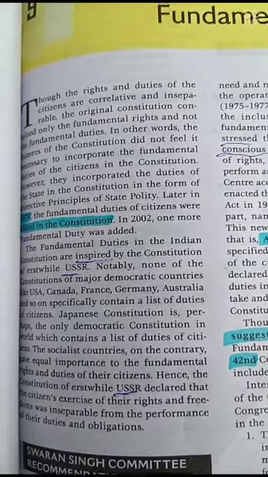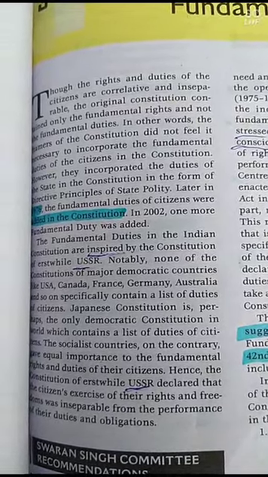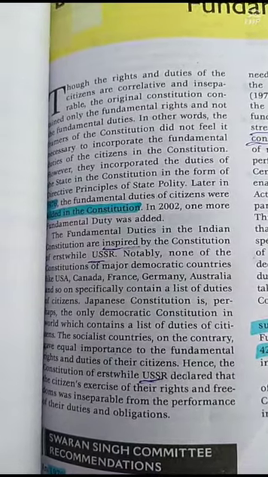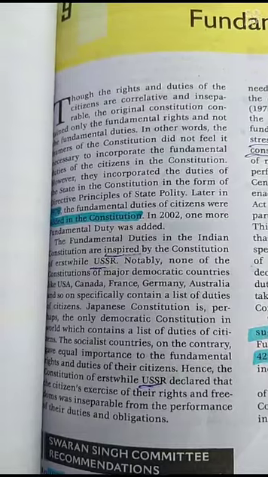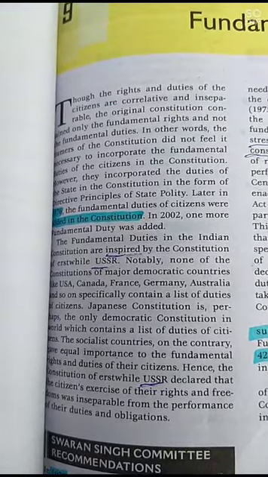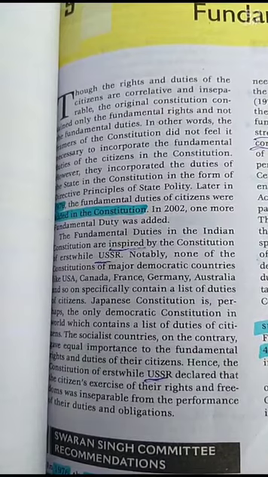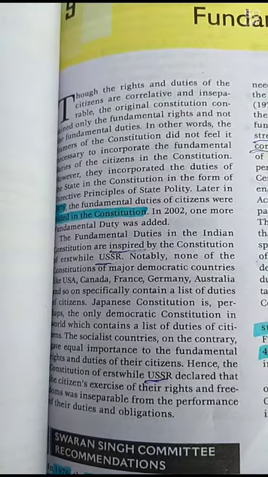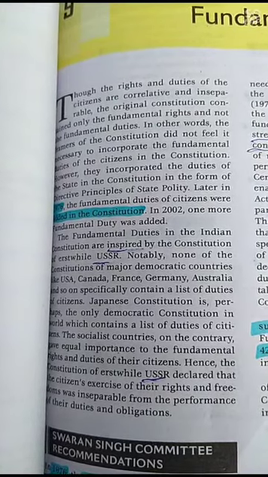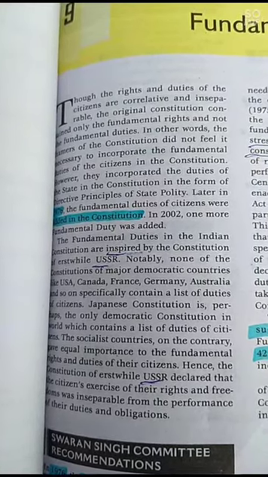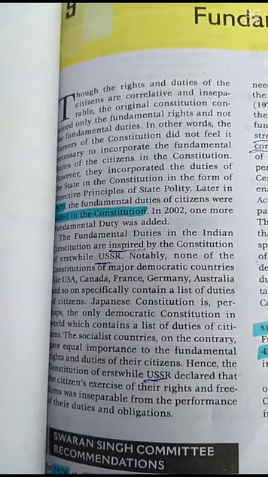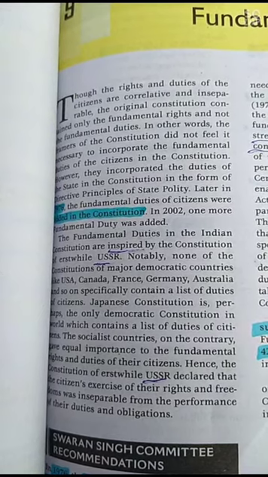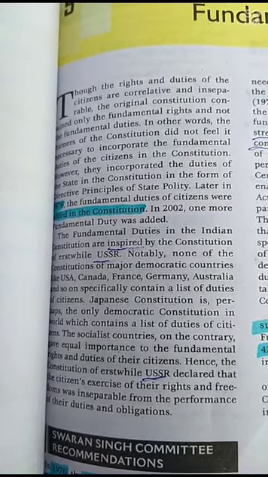Countries like the USA, Canada, France, Germany and Australia do not contain fundamental duties. The Japanese constitution is perhaps the only democratic constitution in the world which contains a list of duties of citizens. Socialist countries give equal importance to fundamental rights as well as fundamental duties, like the erstwhile USSR, meaning Russia.